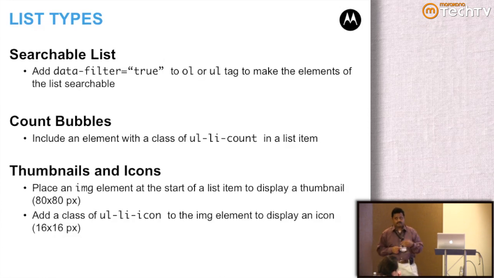Count bubbles for your inbox or your voice messaging system, you've seen count bubbles: how many new emails you have, how many in this folder, how many in that folder. That's where count bubbles are typically used, and all you have to do to get that feature is set the ui-li-count attribute for a list element. To jazz up your lists, because lists do not have to be boring, you can place thumbnails or icons.